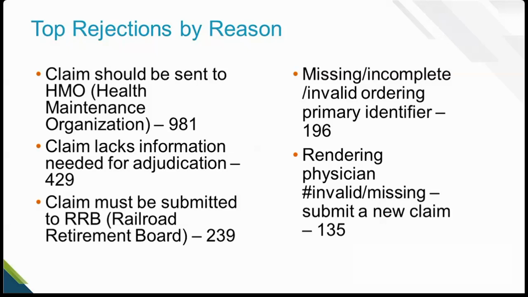And similarly, 135 rejections were because the rendering physician number was invalid or missing. Maybe you billed it under a physician no longer there. Maybe there was a transposition when the claim was entered. So these are top rejections by reason. Remember I said that we can mine the data, or we can look at the data different ways. We can look by state, by county, by reason.